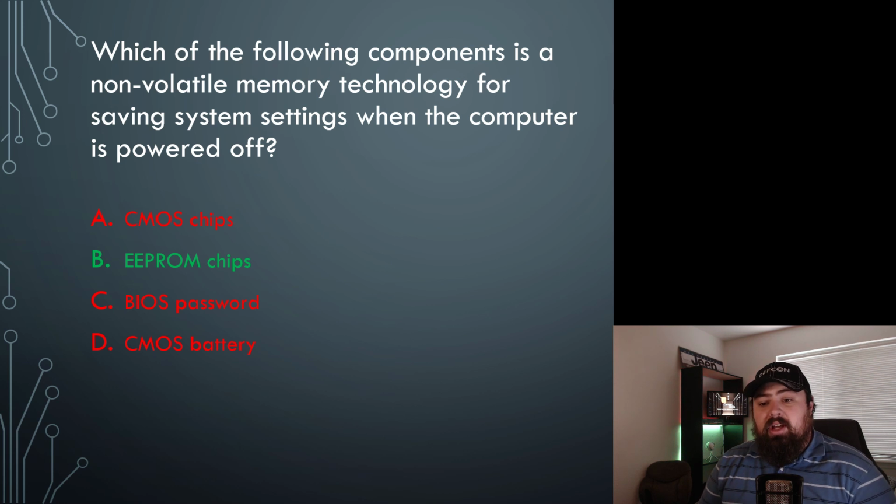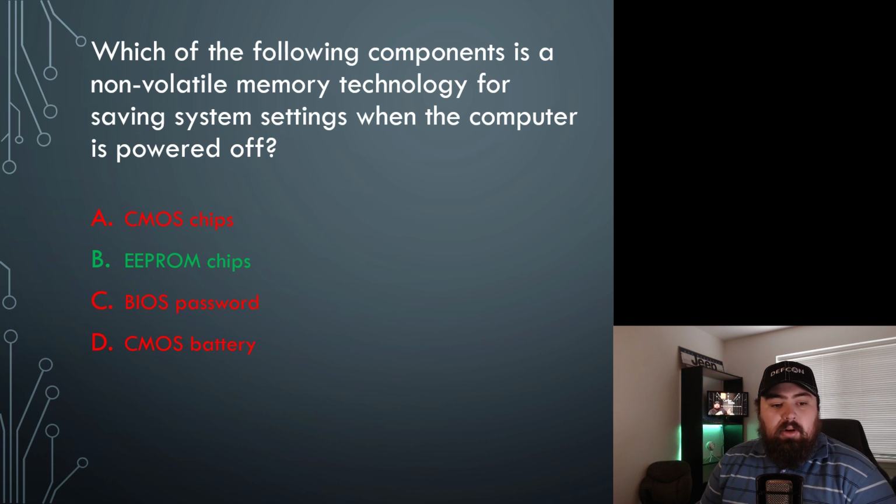EEPROM is also a type of ROM chip that has replaced the CMOS chips. The CMOS chips needed a battery to save the system settings. So now CMOS chips are only really used for running the real-time clock. CMOS is more just for your clock time, and your EEPROM is really taking over saving your system settings because it is non-volatile. So if that CMOS battery is to go dead, you would lose your settings in your CMOS chip. So that's why EEPROM has taken over.